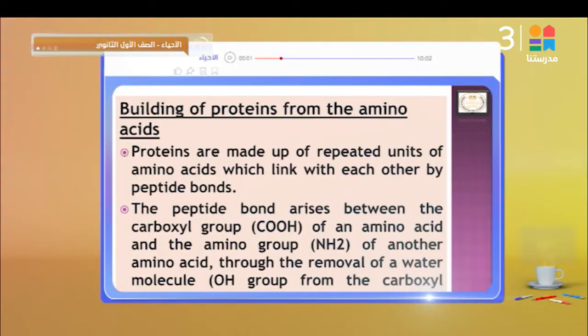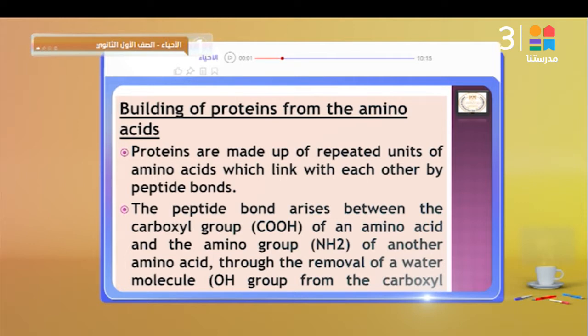Okay. Building of the protein from the amino acids. Proteins are made up of repeated units. What is the meaning of repeated units? Amino acid plus amino acid plus amino acid. Finally, it gives a polypeptide chain. This polypeptide chain enters the structure of the proteins. Okay? Amino acid plus amino acid gives a dipeptide bond. More than 2 amino acids is called a polypeptide chain.